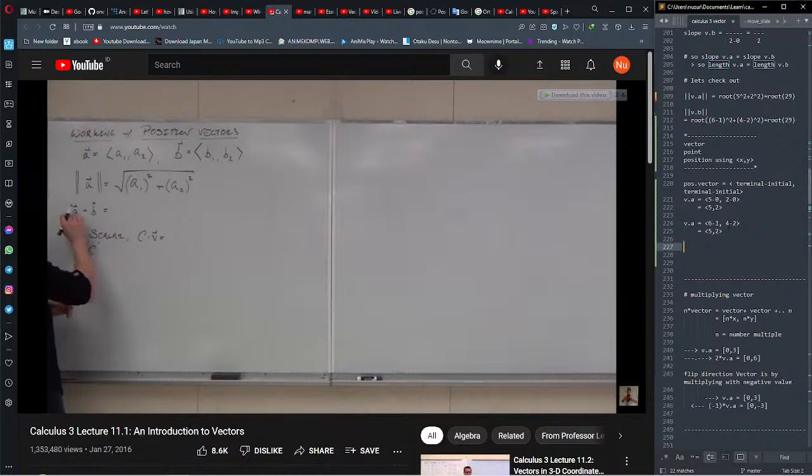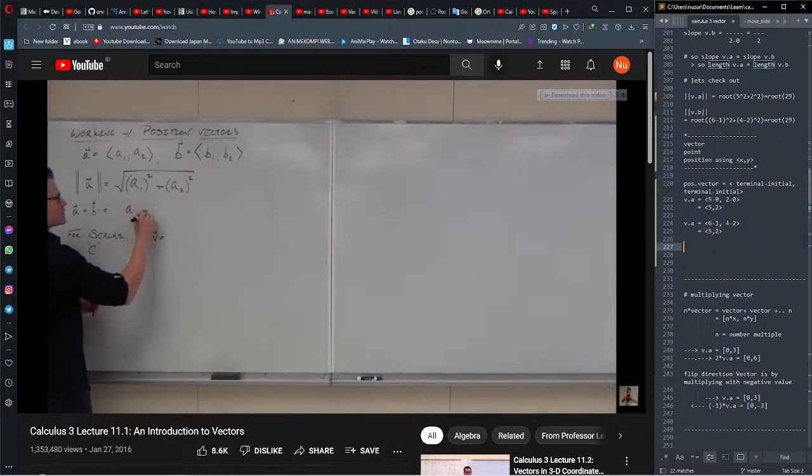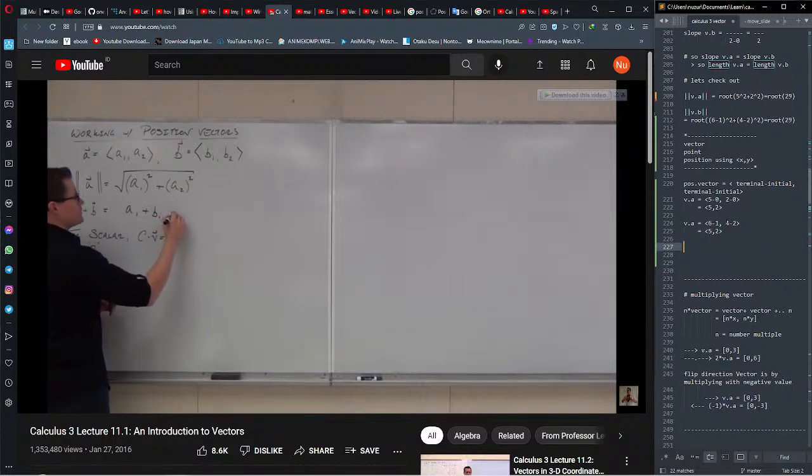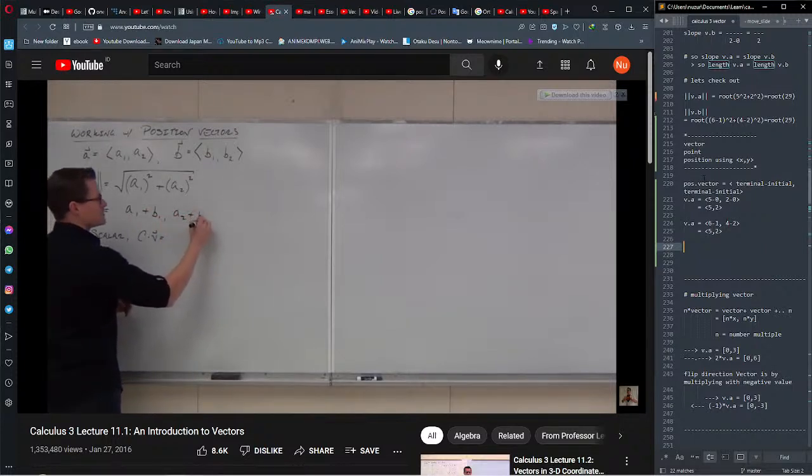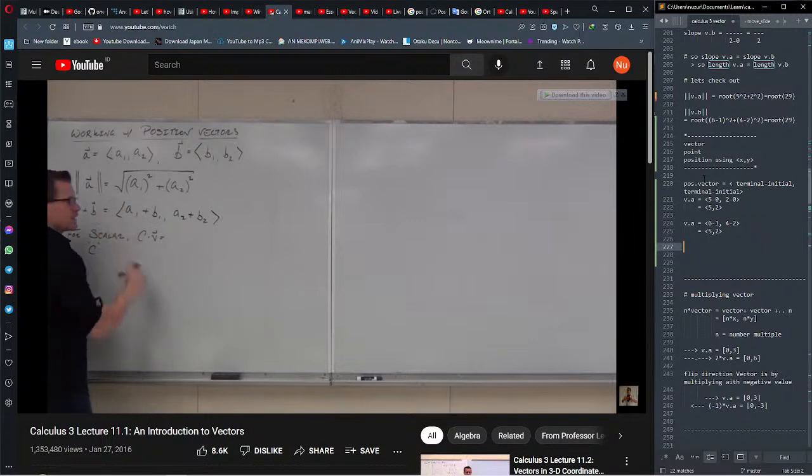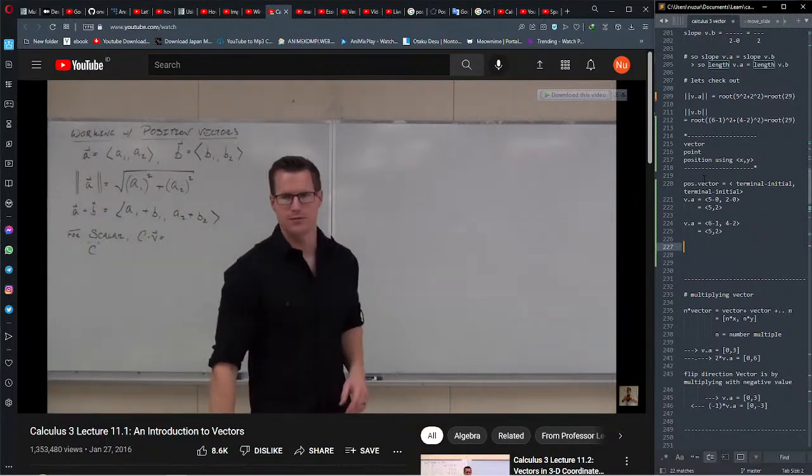So if we want to do vector A plus vector B, we can do A1 plus B1. We can do A2 plus B2. And then it gives us a new vector, and that's how we add vectors together mathematically. Very straightforward.